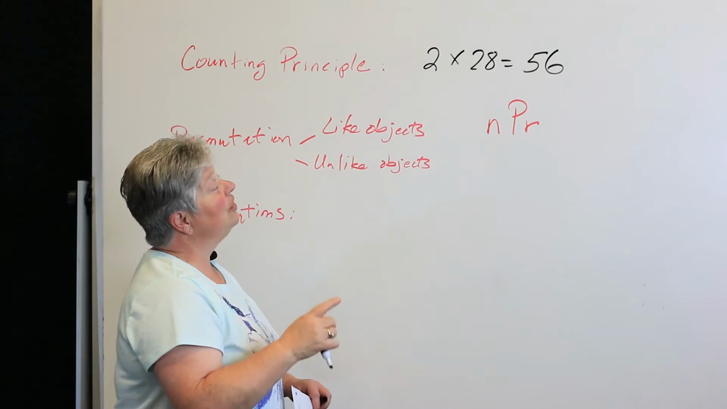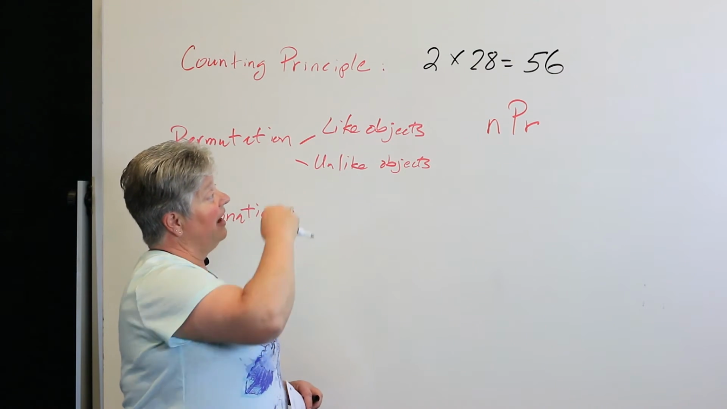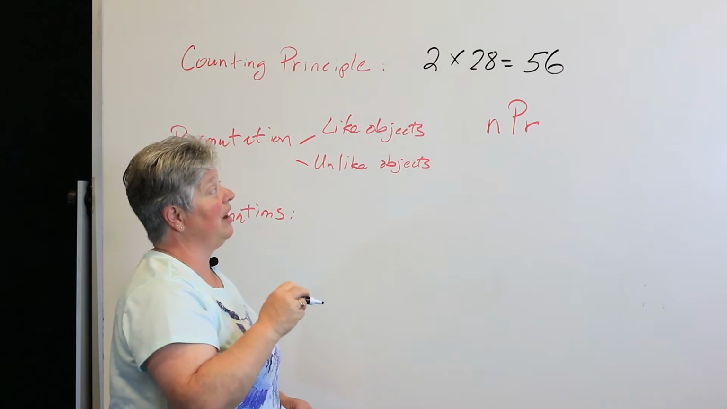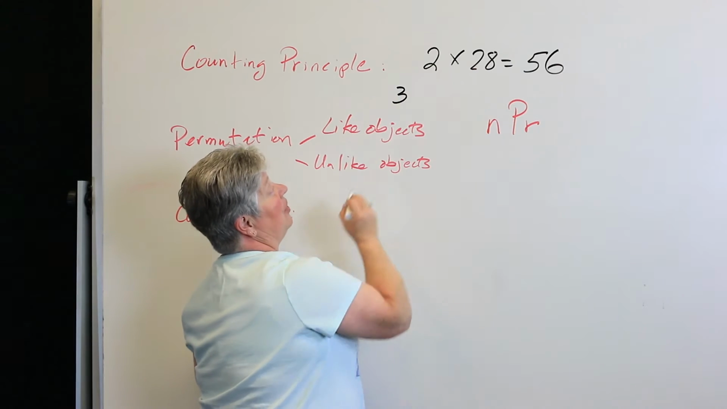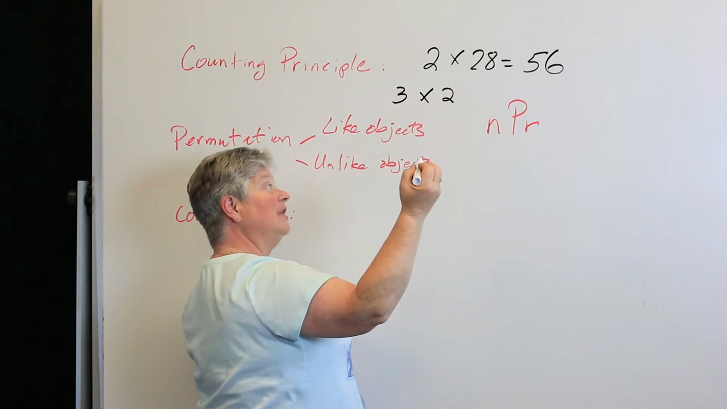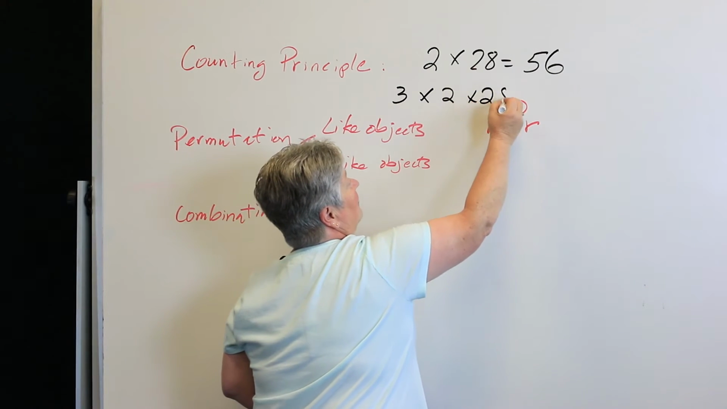Okay. So let's say we've got 3 choices that we can actually have with our 2 types, ice cream or yogurt, and our 28 flavors. Now we have 3 types of cones, two types of ice cream or yogurt, and 28 flavors.